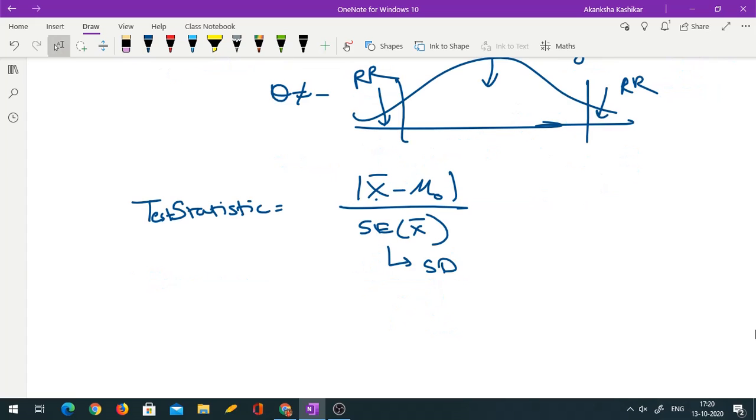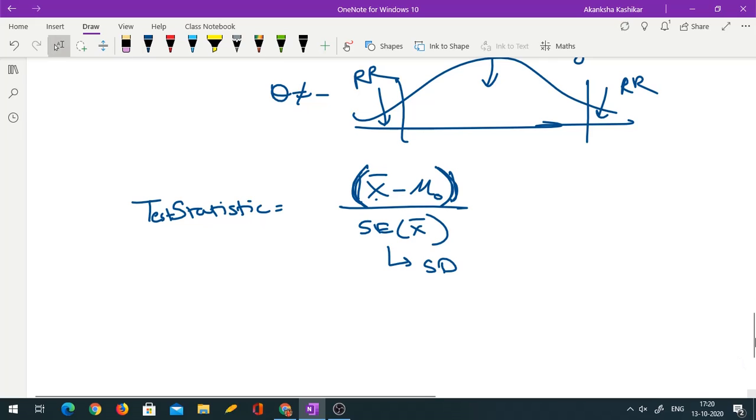So a test statistic is generally such a quantity from which we can get some idea, meaning if the values of this are too large or too small, then we are going to reject. Okay, it doesn't have to be absolute, it can be just the actual difference.